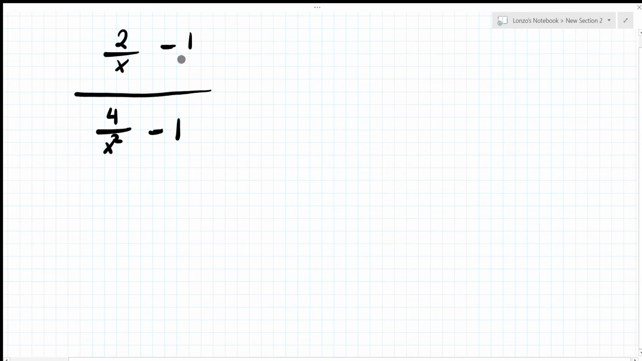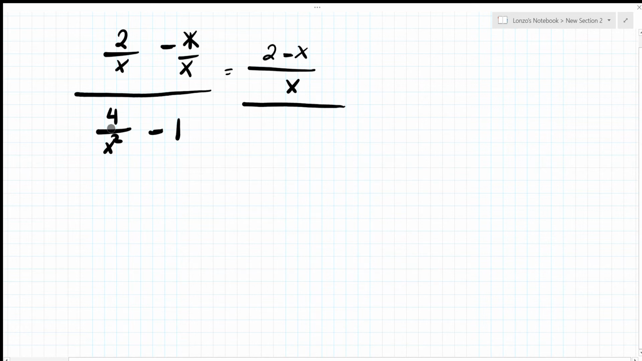This isn't most simplified, so we have to simplify this one. Let's look at the numerator. We have 2 over x minus 1. We're subtracting a fraction, but we can't really subtract it because we need a common denominator. So this 1, or negative 1, we can rewrite as x over x, because x over x is the same thing as 1. Now we can subtract fractions because we have a common denominator. We have an x here and an x here, so it's going to be 2 minus x divided by x.